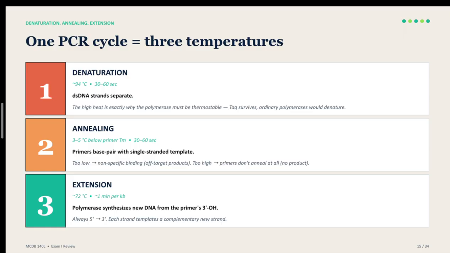And then extension. So this is where you have Taq actually adding nucleotides from 5' to 3' to the 3' OH end of the primer. So basically, after 30 cycles, you have about 10 to the 9 copies. PCR is exponential, right? So it's 2 to the n. It tends to, in practice, plateau. But, I mean, all you need to understand is the fact that PCR is an exponential amplification, right?